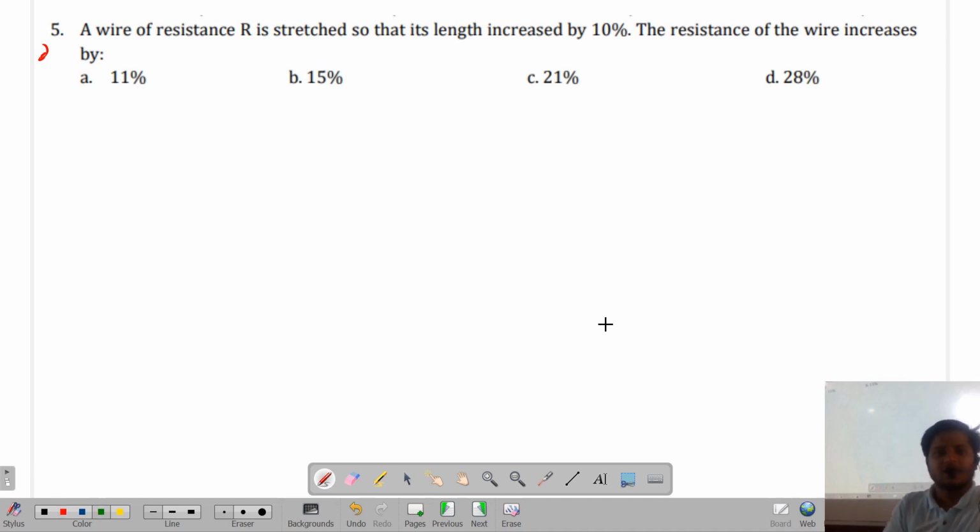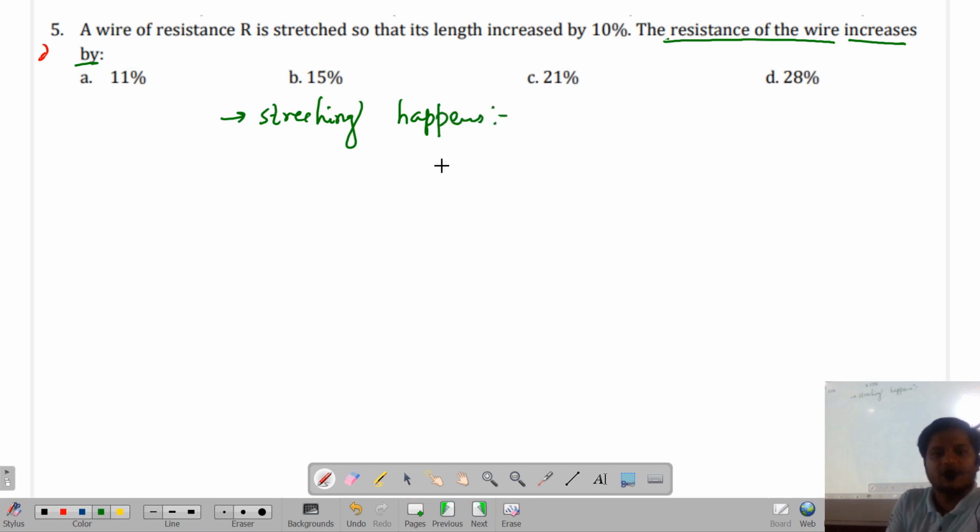Question number 5. The wire of resistance R is stretched so that its length is increased by 10%. The resistance of wire increases by how much? It is not told how much percentage the resistance has increased; it is telling the resistance increases by. So I have given one formula: for stretching cases, what remains constant? Volume remains constant or not? Tell me yes or no.